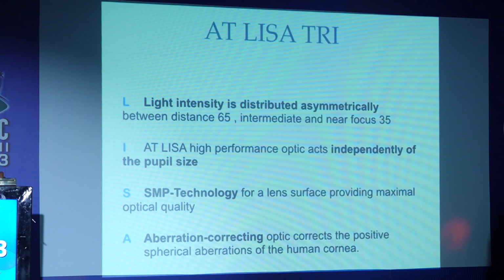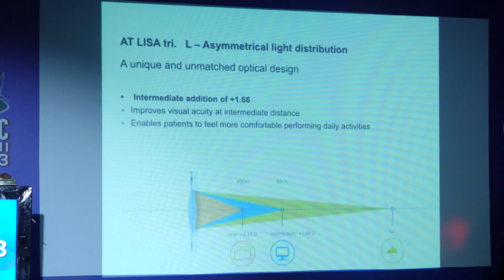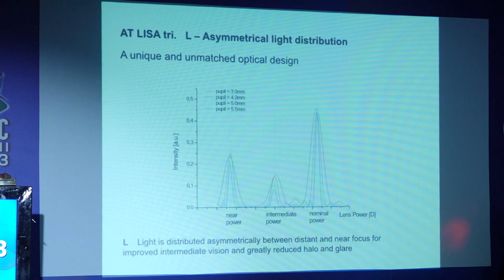The Athlesia Tri basically works on the LISA principle, where LISA is light intensity distributed asymmetrically. So 65% of the light goes for distance, 35% for near, and the rest is for intermediate. It is basically pupillary independent, and the SMP technology is the lens surface, and the aberration correcting optics. This is the defocus curve that you get with the Athlesia Tri: a great distance, a good intermediate, and a great near vision.